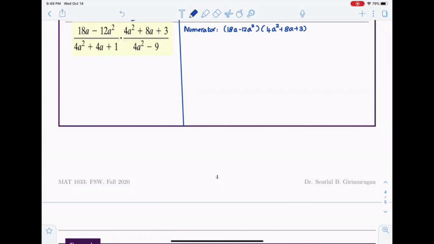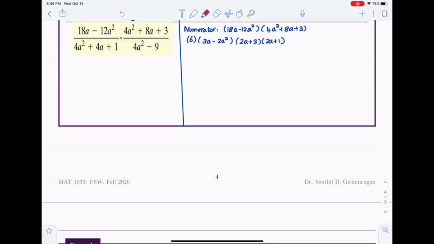We have a 6 in common, so if I pull the 6 out, I have 3a minus 2a squared. And we want to factor the second term. If you factor it, the factors for 4a squared plus 8a plus 3 are 2a plus 3 times 2a plus 1. You should know how to factor trinomials by now.